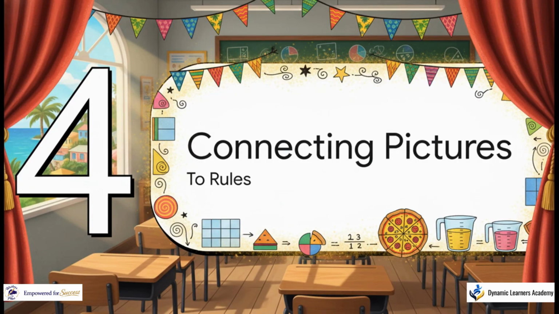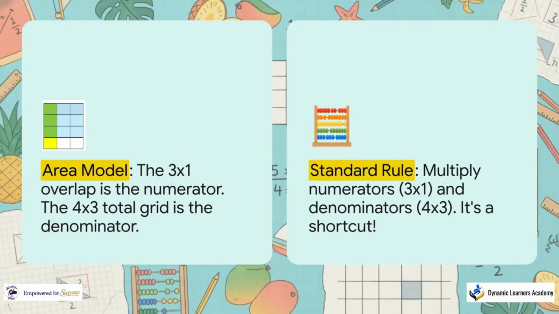But you might be wondering, how does this connect to the way my teacher shows me in school? Well, let's pull back the curtain and see how the picture connects to the rule. Okay, get ready for a big aha moment. Let's look back at our soup problem, 3/4 times 1/3. The picture we drew showed us 3 overlapping squares out of a total of 12.